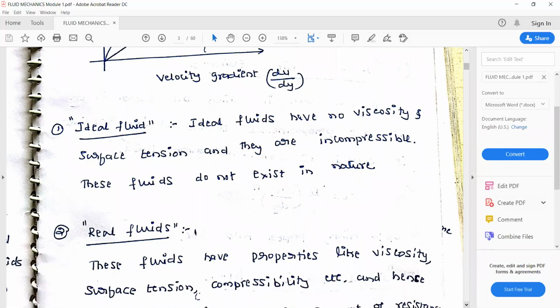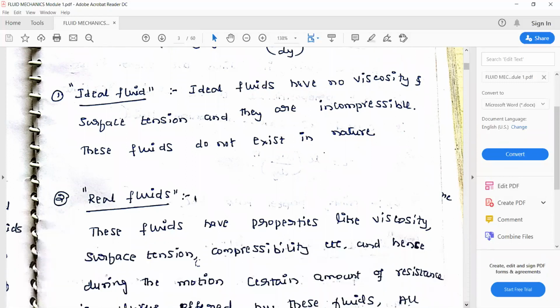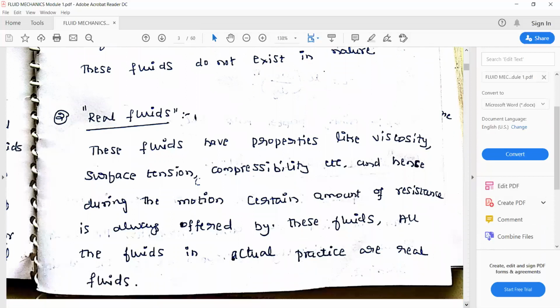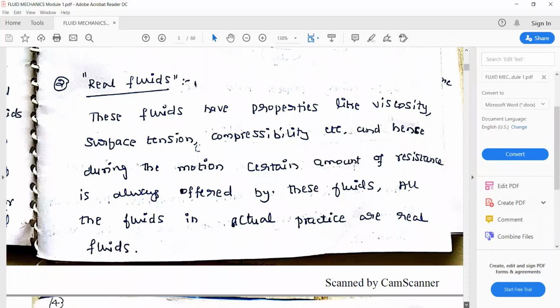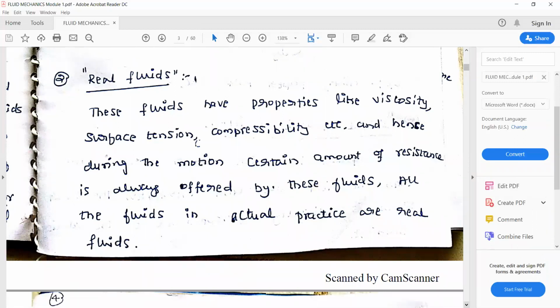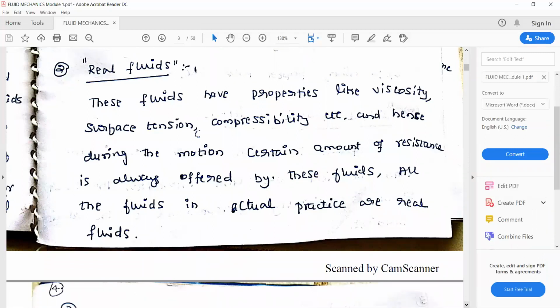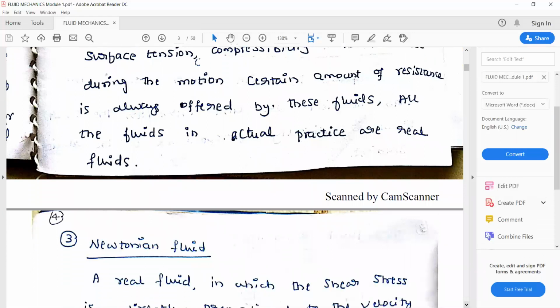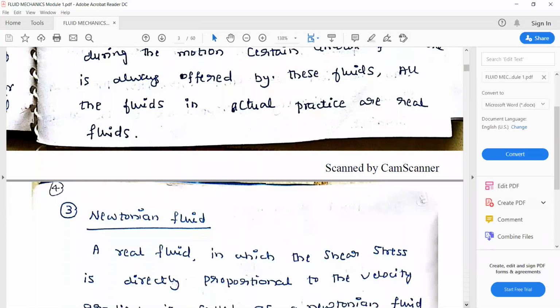Real fluids have properties like viscosity, surface tension, compressibility, etc. And hence during the motion certain amount of resistance is always offered by these fluids. All these fluids in actual practice are real fluids. For example, if you consider water, oil, diesel, petrol, all these fluids are examples of real fluids.